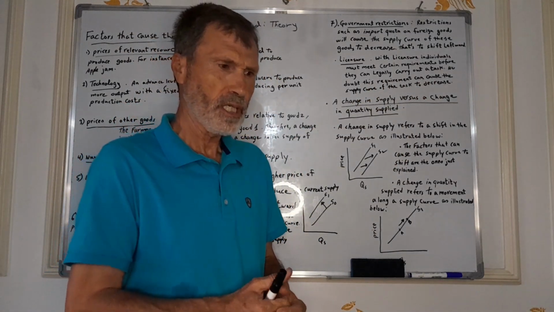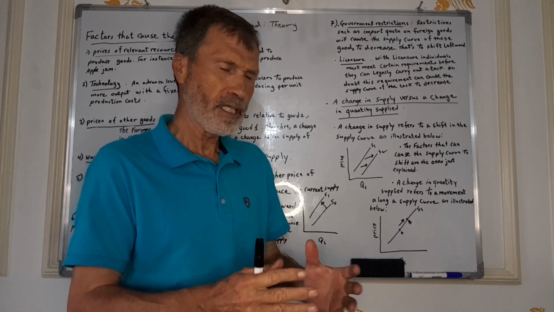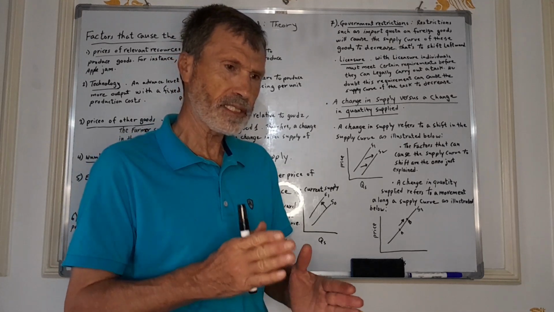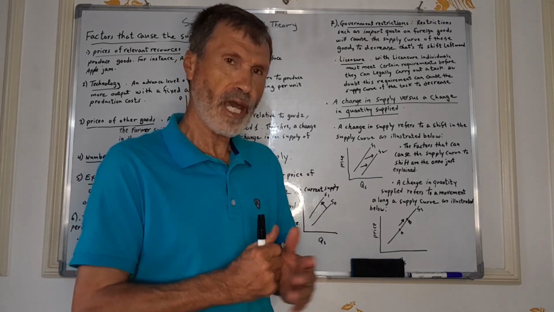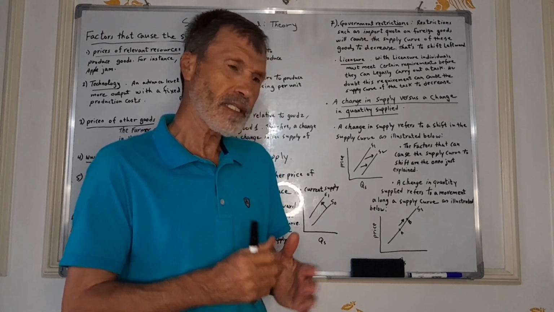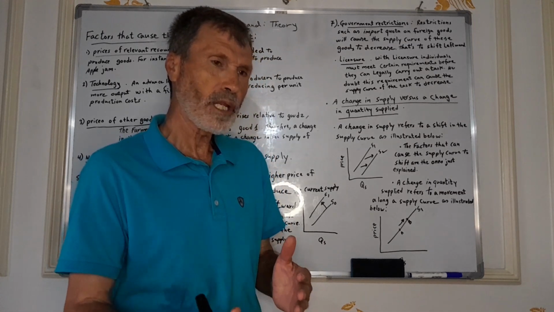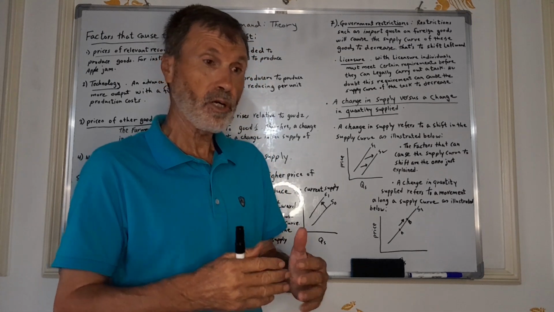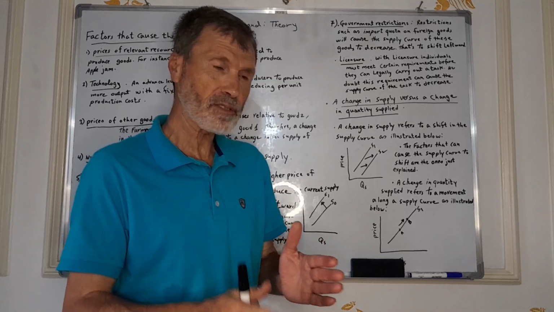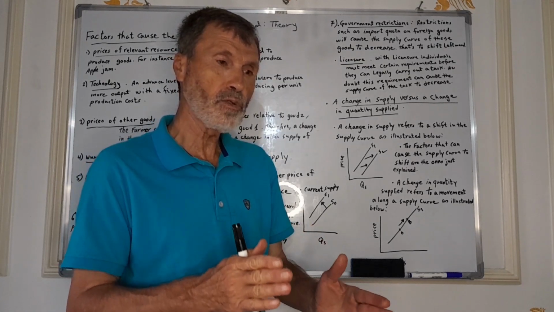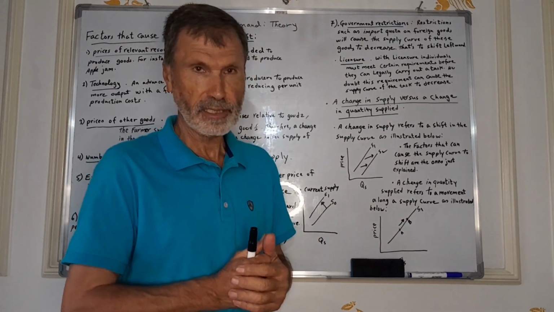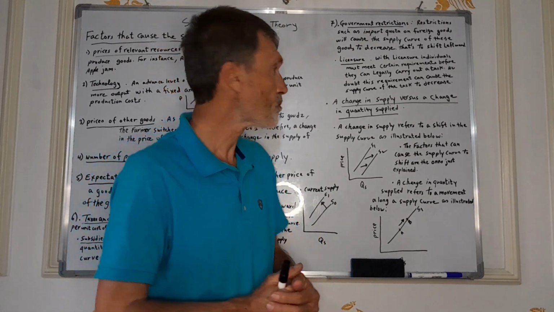Why? Because when you should meet certain requirements to engage in that task, this means that the supply of that task will decrease. So licensure is another factor that the government can use to reduce the supply of certain tasks.